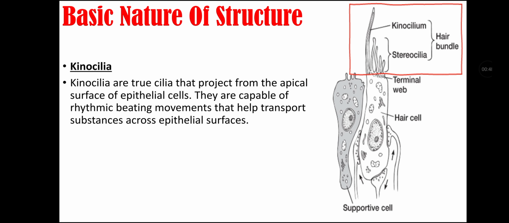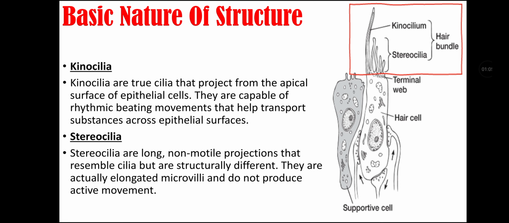Basic nature of structure. Talking about kinocilia, kinocilia are true cilia that project from the apical surface of epithelial cells. They are capable of rhythmic beating movements that help transport substance across the epithelial surfaces. Second is stereocilia. Stereocilia are long, non-motile projections that resemble cilia but are structurally different. They are actually elongated microvilli and they do not produce active movement.